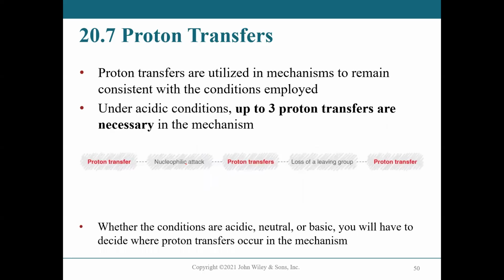Since proton transfers are utilized in the mechanism to remain consistent with the conditions employed, under acidic conditions, up to 3 proton transfers are necessary in the mechanism. So you get to be a decision maker.